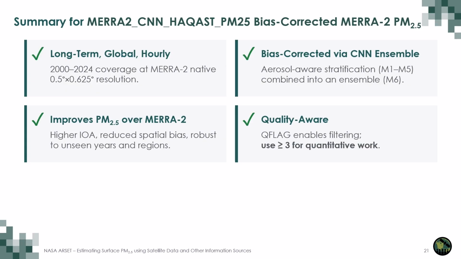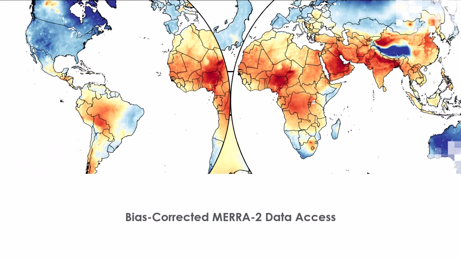So in summary, the MERRA-2 CNN HiCAST PM2.5 dataset provides long-term global hourly data, improves PM2.5 estimation over MERRA-2, is bias corrected using an ensemble CNN approach, and is a quality aware dataset. Now we'll look at how to access these datasets.